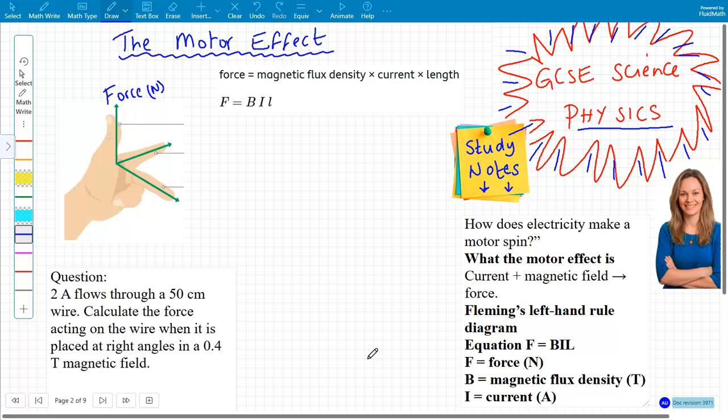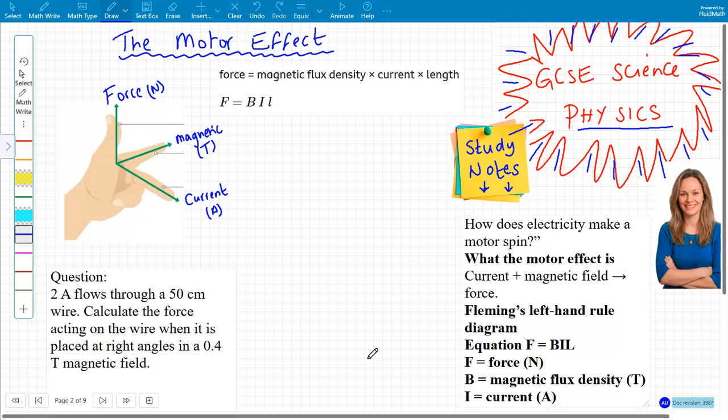The second finger, the index finger pointing that way, represents the magnetic direction in Tesla, and the third finger, middle finger, represents current in amps. Okay, so these three things work together. If you have two of these things, then you can generate the other.